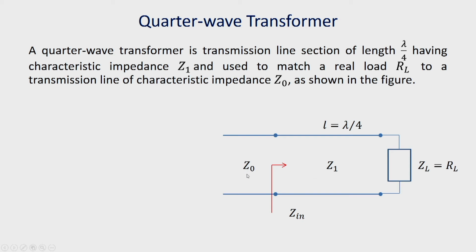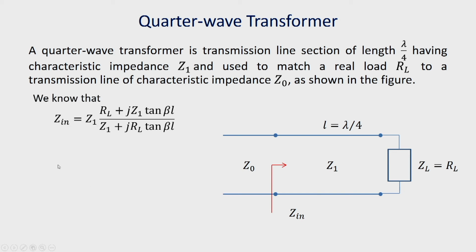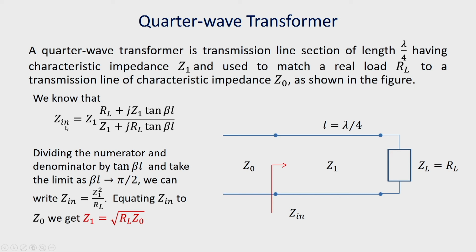Here we have the characteristic impedance Z0 for the transmission line, and our ZL is equal to RL, and in between we have a quarter wave transformer having a length L equal to lambda by 4 and characteristic impedance Z1. So, what we can do is find the input impedance looking at this point, and this can be written as Z in equal to Z1 times RL plus jZ1 tan beta L divided by Z1 plus jRL tan beta L.